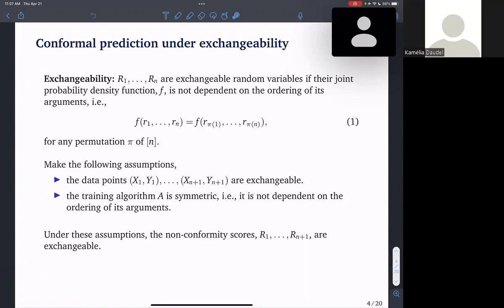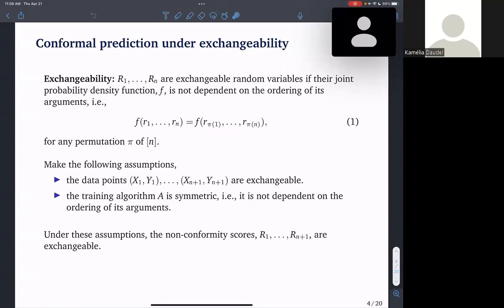So I said that we have this algorithm under exchangeability. What is exchangeability? Your random variables R_1 through R_n are called exchangeable if the joint probability density function f is not dependent on the ordering of its arguments. So for any permutation pi over the indices 1 to n, you have this property: it is equal no matter how you permute the arguments to the joint probability density function.